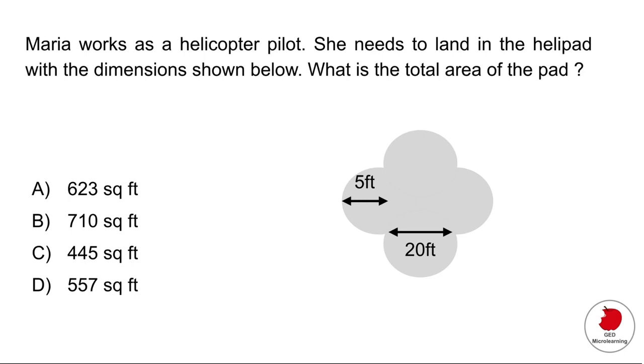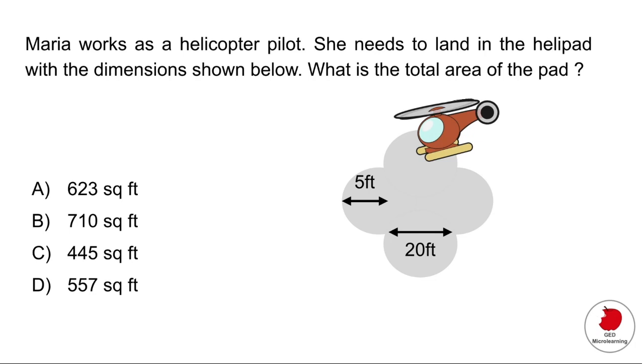Okay, question 68. So this is a combined figures question. It's telling you that Maria works as a helicopter pilot. She needs to land in the helipad with the dimensions below. What is the total area of the pad? Okay, so that's the helipad. That's her in the helicopter. She needs to land there, and we want to find the total area.